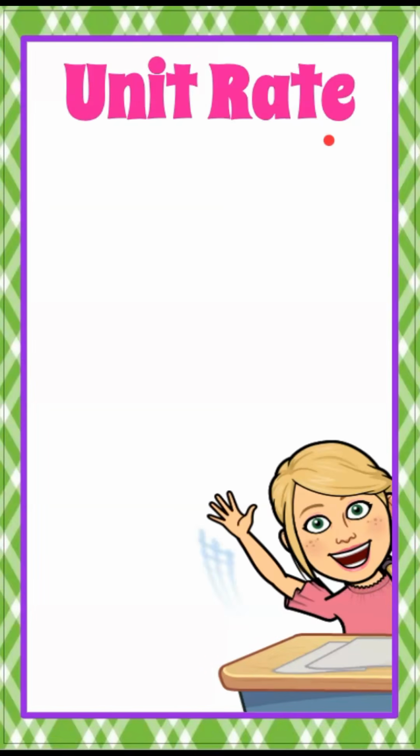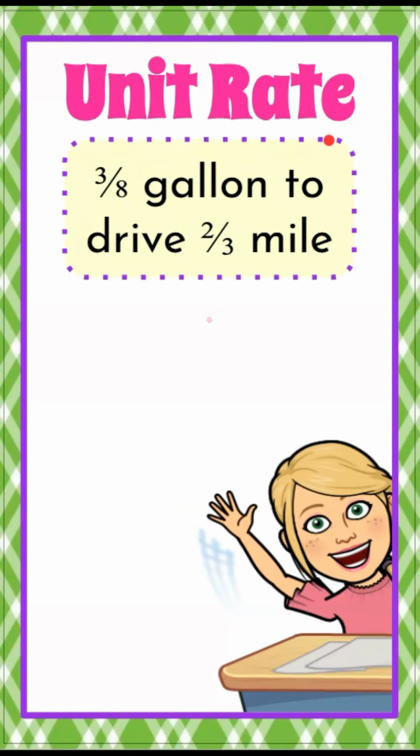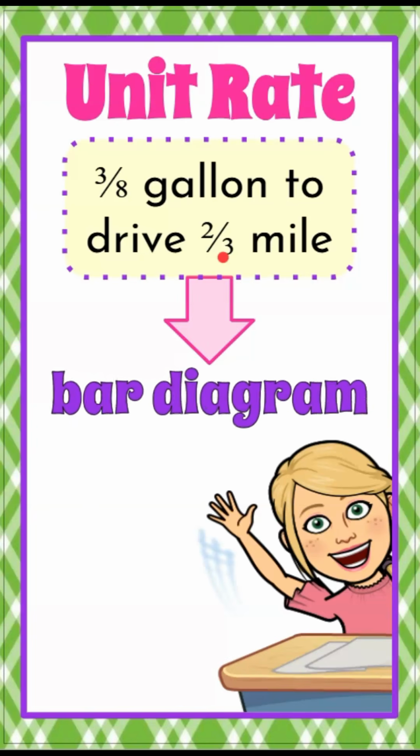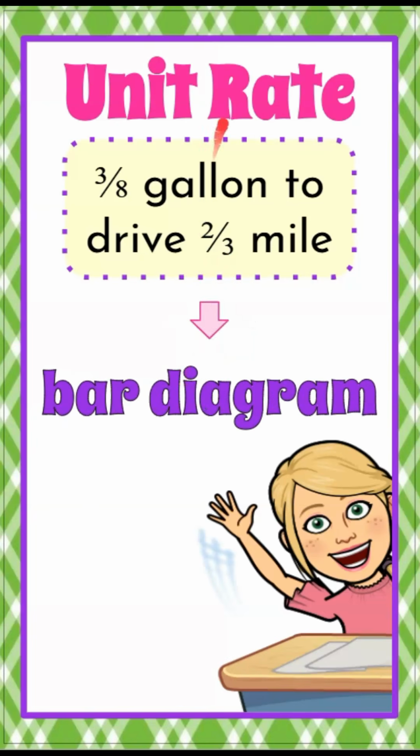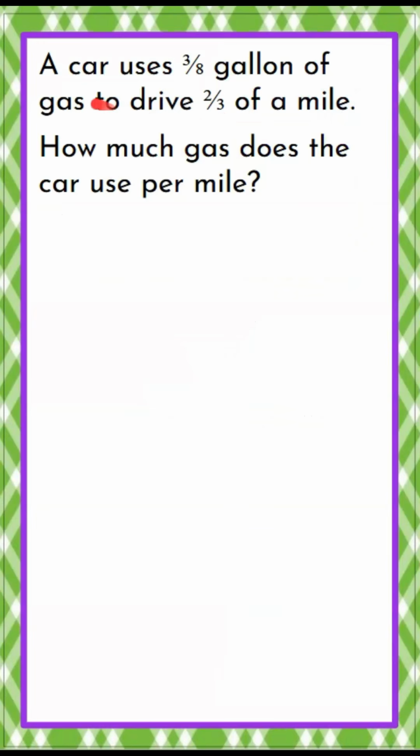It's the magic of math here, and today we're talking unit rate. We're going to be given a real-world situation, and we're going to use a bar diagram to find the unit rate of that situation. So here we have a car uses 3/8 of a gallon of gas to drive 2/3 of a mile. We want to know how much gas does the car use per mile.